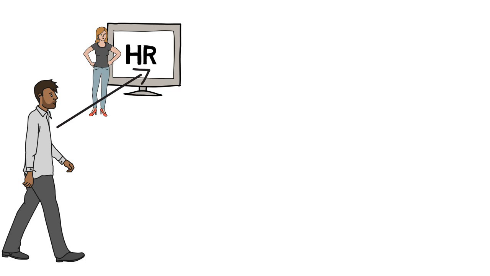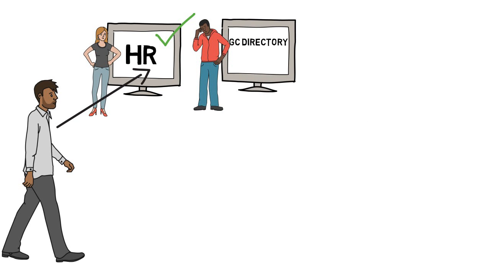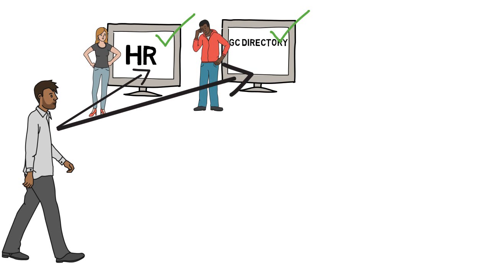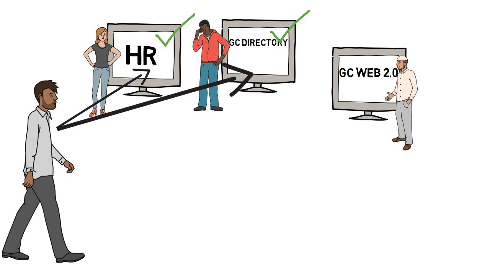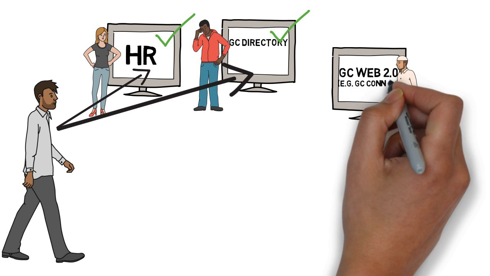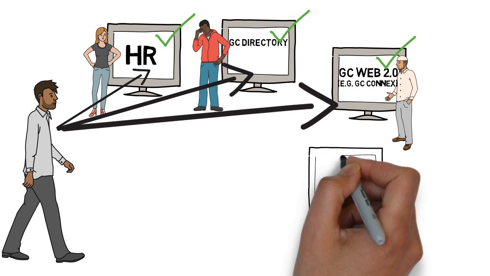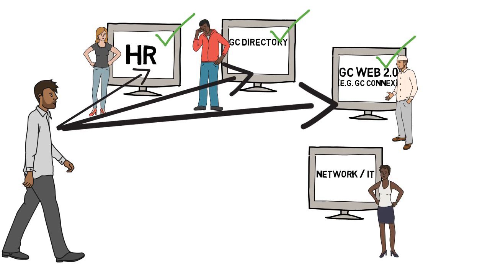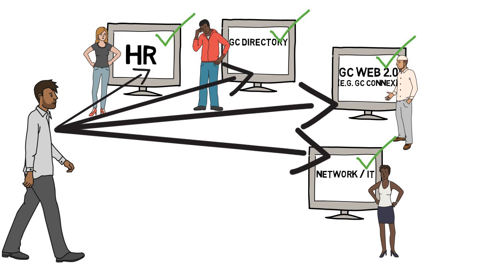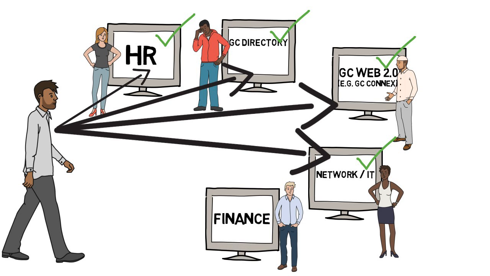First, the employee needs to provide their personal information to the HR department. Then, they need to complete their GC directory information, followed by their GC Web 2.0, example GC Connects information. They also need to provide their information to the Network Services and IT department. And last but not least, they need to provide their personal information to the Finance department as well. But what if an application was forgotten or a mistake was made in the data?